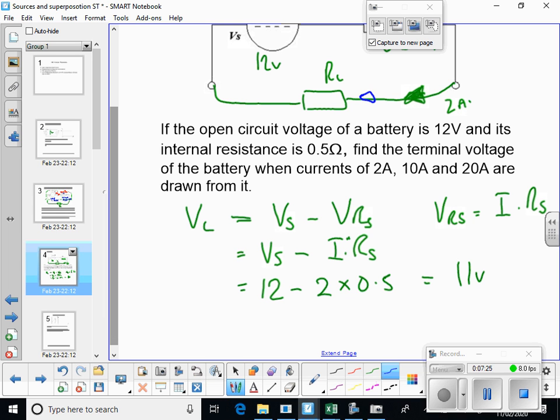If we have, I'm going to do the calculations for this in blue, if we have 10 amps flowing, VL is equal to 12 minus 10 times 0.5, which is 7 volts. And then lastly, in red, we have 20 amps flowing.